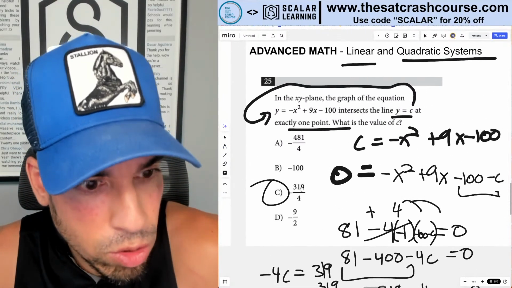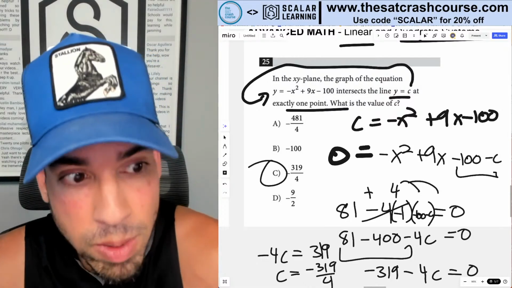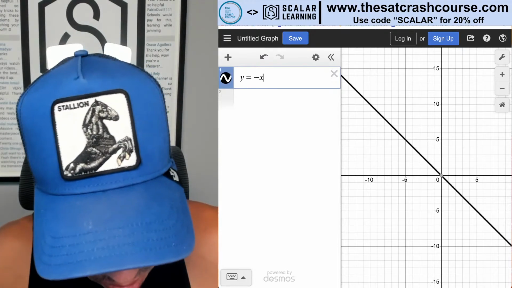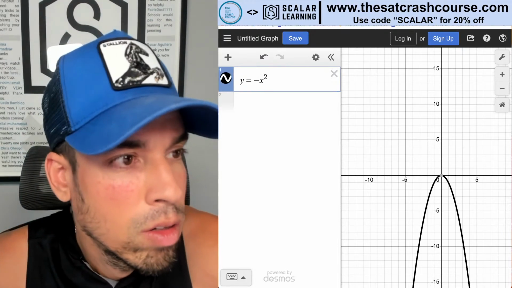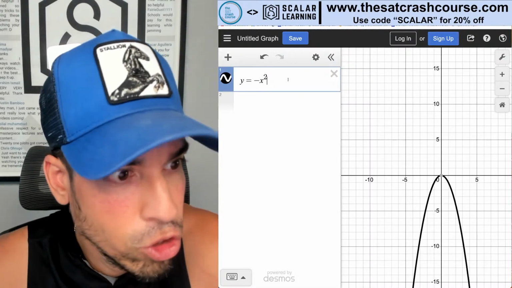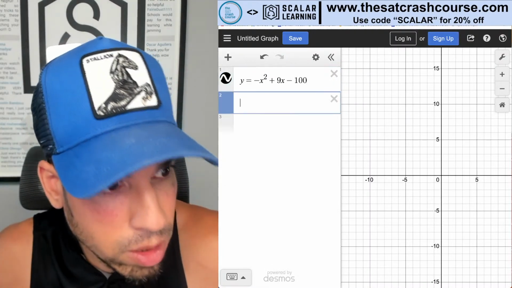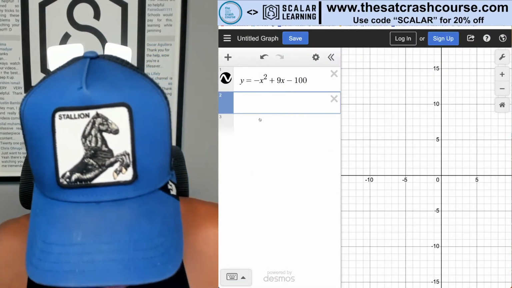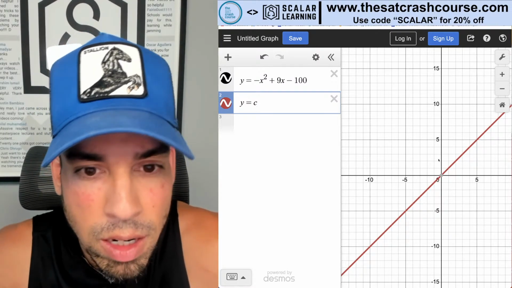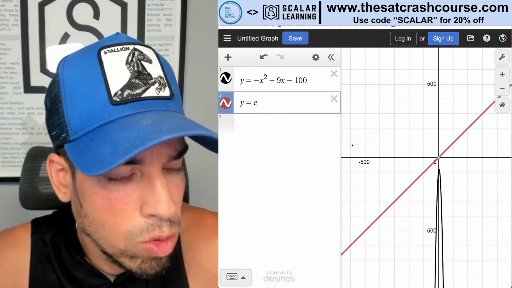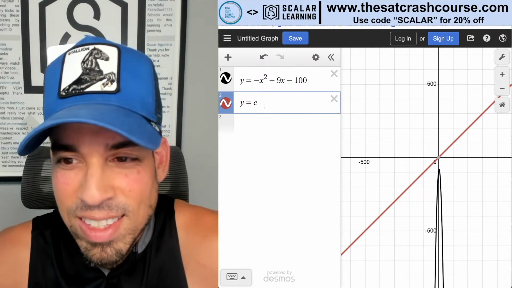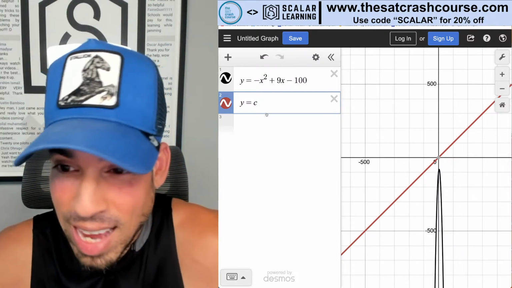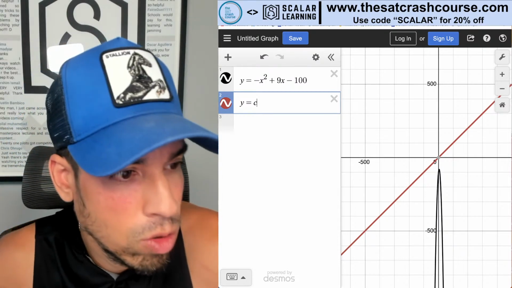Again, we could do this in Desmos as follows, or at least verify in Desmos. Check this out. y equals negative x squared plus 9x minus 100. And then we've got y equals c. Now, I could have also done this, right? I could have looked at the equations. Oh, no. I hate when it does that. Sorry. This is the thing that's weird about Desmos. When you set y equal to c, it treats c as x for some reason.